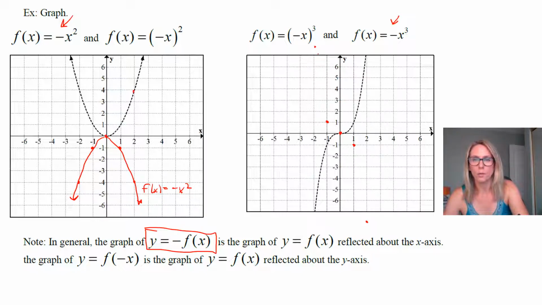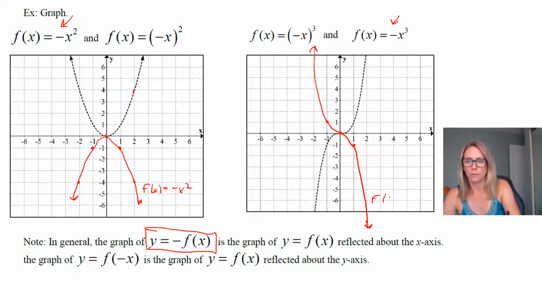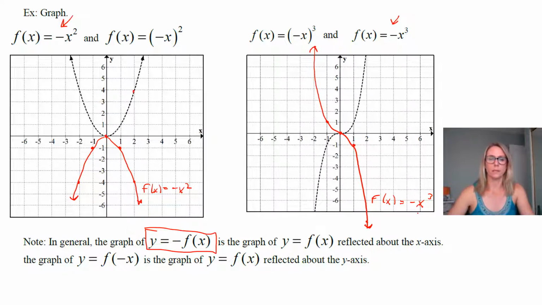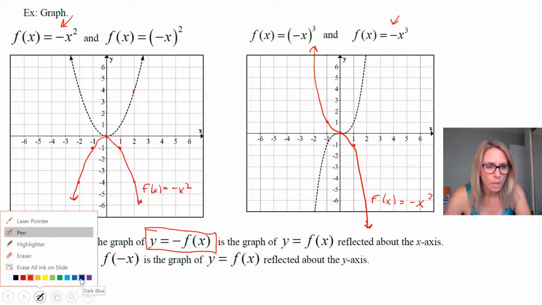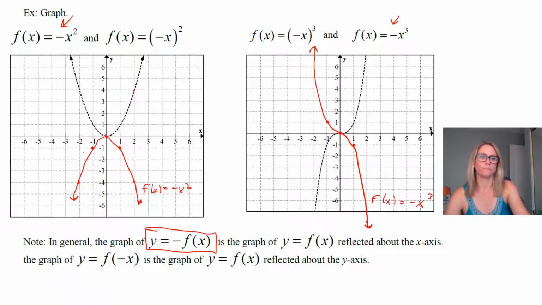And then I'm going to try to draw something that looks very similar, but as you can see, it is actually a flip over the x-axis. So here is our f of x equals negative x cubed. Okay, so flip over the x-axis. Now I'm going to change my color. I'll go to green. Now I'm going to do the other situation.